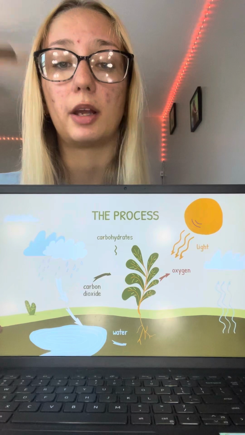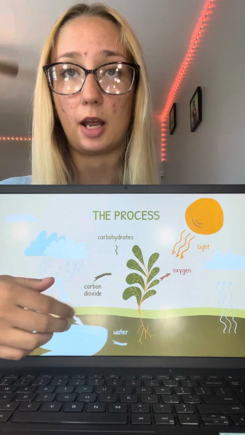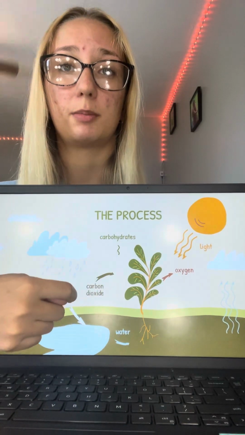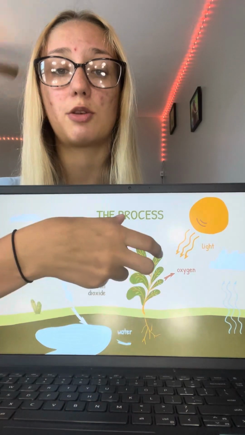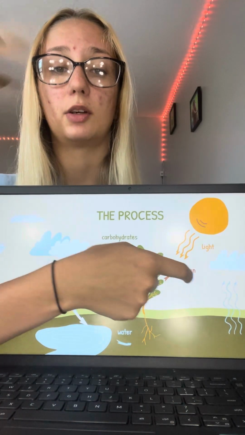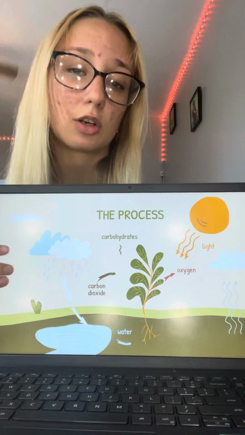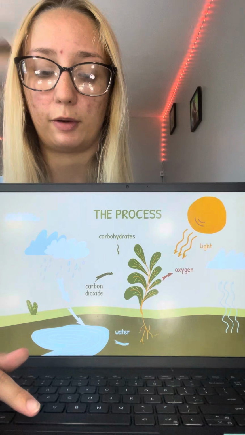And then here's a visual aid of the process. So if you think about it, rain's going to come down, carbon dioxide goes into the plant, carbohydrates come down, water is going to be sucked up here into the roots and it's going to spread through the whole entire plant and it's going to give out oxygen. You can see that the light comes in. So this is a good way to think about how all of this kind of ties into itself.